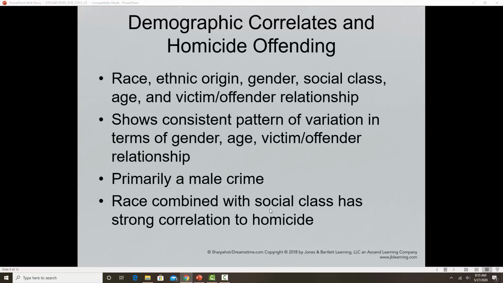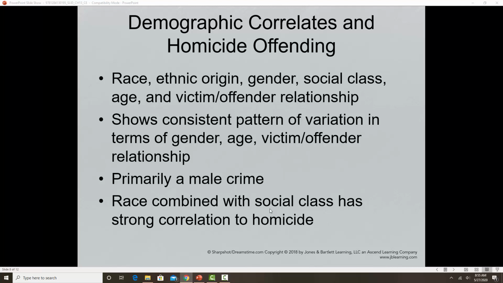The vast majority of victims, actually being a young African American male, is the highest risk category for becoming the victim of homicide. Now, when we hear these types of statistics, don't jump to the wrong conclusion here. This has nothing to do with race or ethnicity or anything like that. What it has to do with is the fact that we have unequal access to all kinds of things here in the United States.